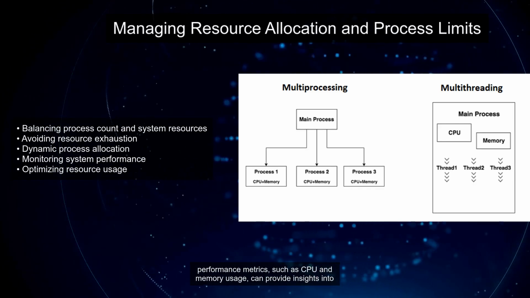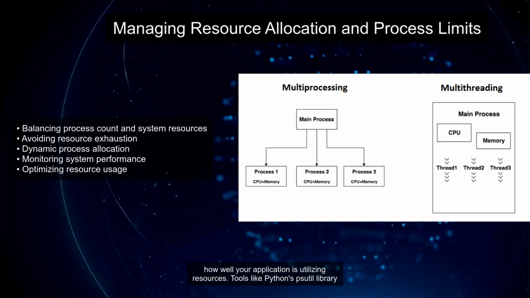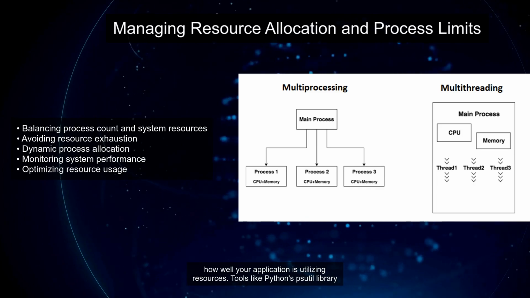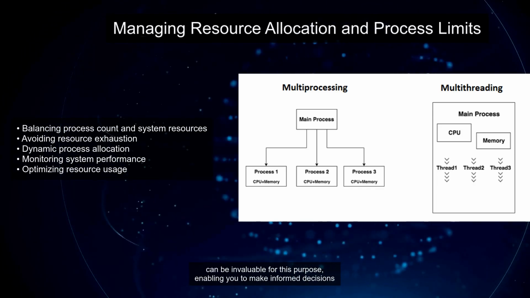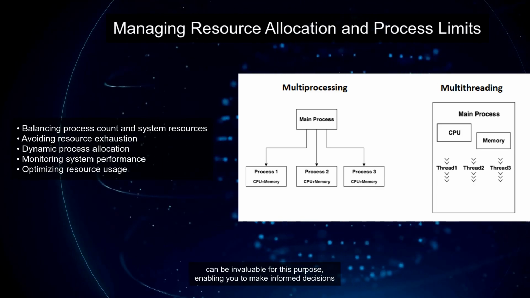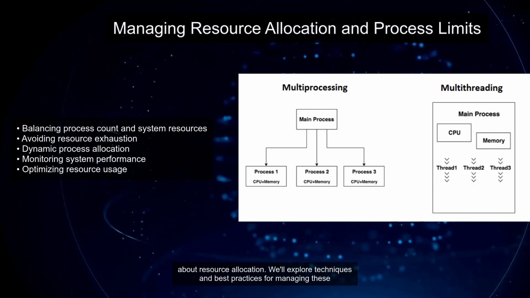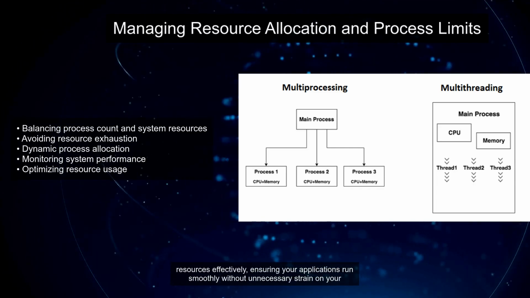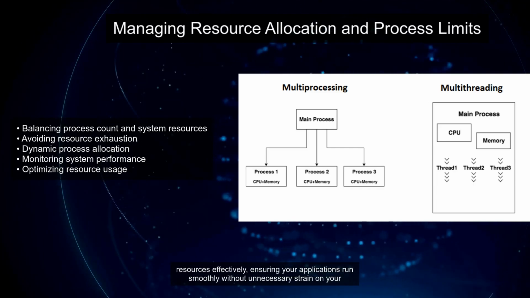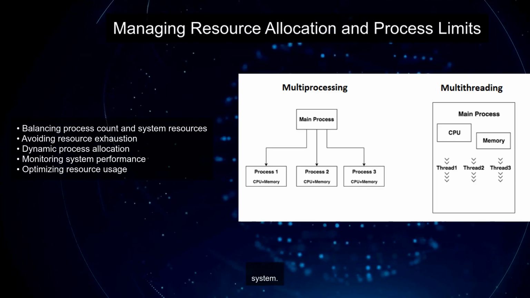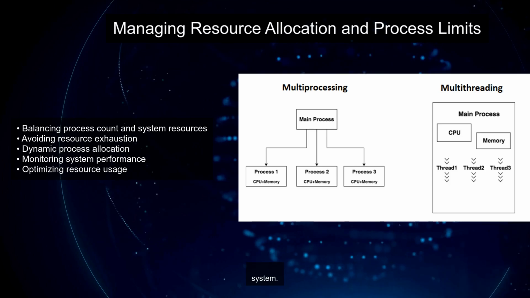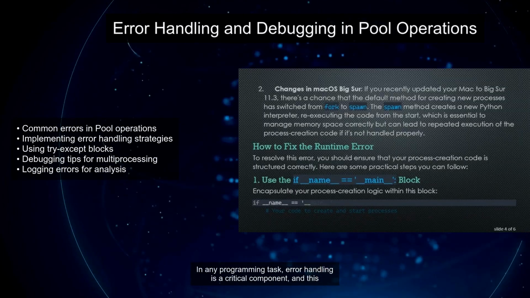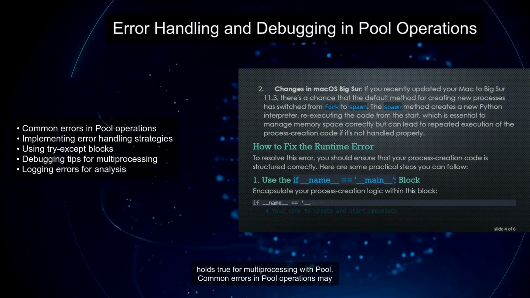Monitoring system performance metrics, such as CPU and memory usage, can provide insights into how well your application is utilizing resources. Tools like Python's psutil library can be invaluable for this purpose, enabling you to make informed decisions about resource allocation. We'll explore techniques and best practices for managing these resources effectively, ensuring your applications run smoothly without unnecessary strain on your system. In any programming task, error handling is a critical component, and this holds true for multiprocessing with pool.